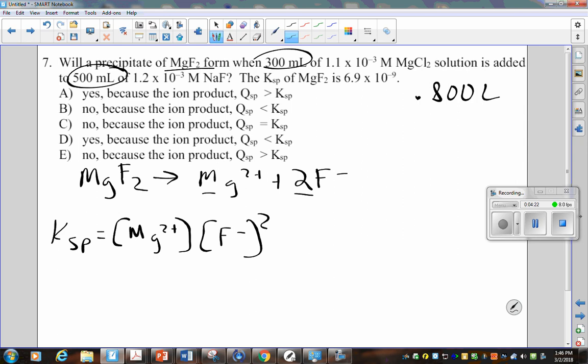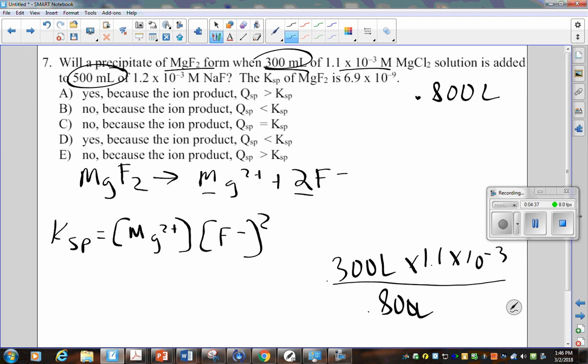The second to last thing I have to do is find the ion concentrations. So the first one, I'm going to go 0.3 liters, because it's 300 milliliters, times 1.1 times 10 to the negative third, divided by 0.8. That's going to give me the concentration of the Mg. Let me pop it in my calculator: 0.3 times 1.1 E negative 3 divided by 0.8. I end up with 4.1 times 10 to the negative fourth. That's my Mg concentration.